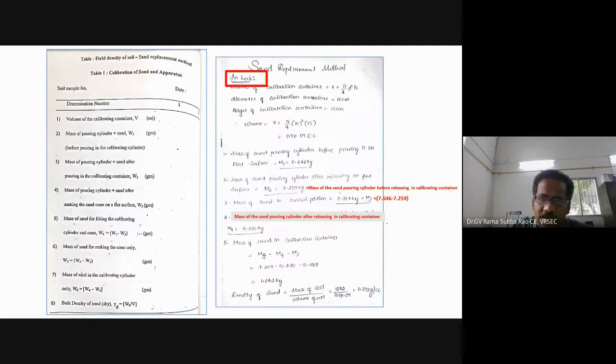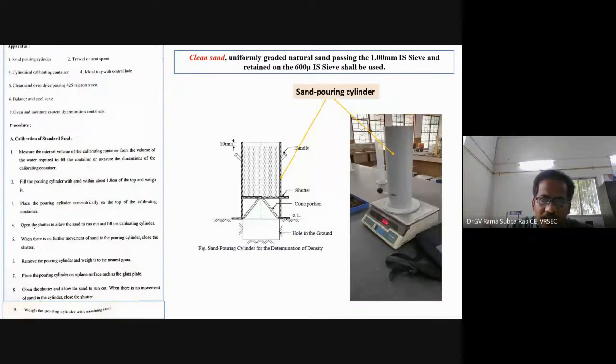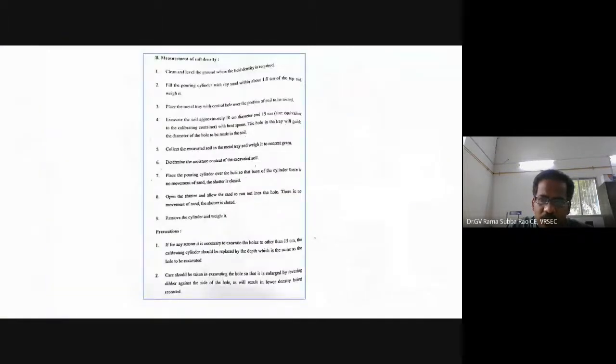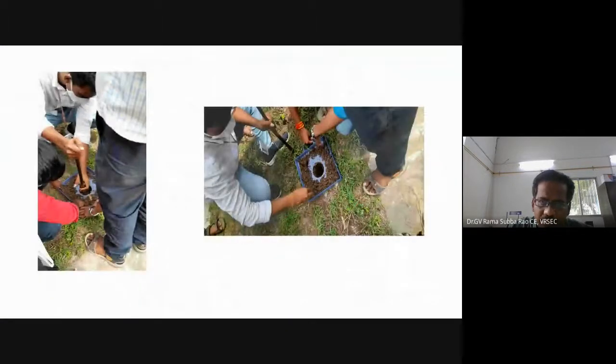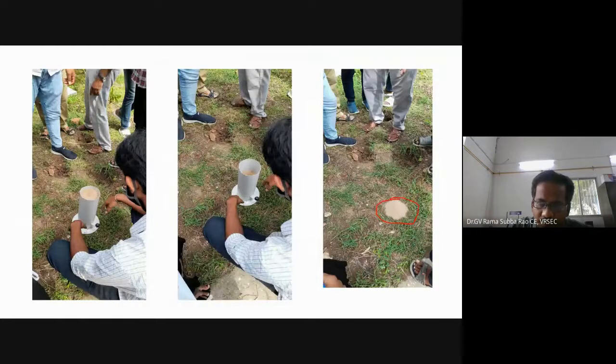The purpose of replacing soil with sand is that I want to know the volume of the soil. Once you dig in the ground, we may get an irregular shape. So to know the irregular volume of the soil, that is the volume of the pit, we replace the soil with sand to determine the volume of the pit.